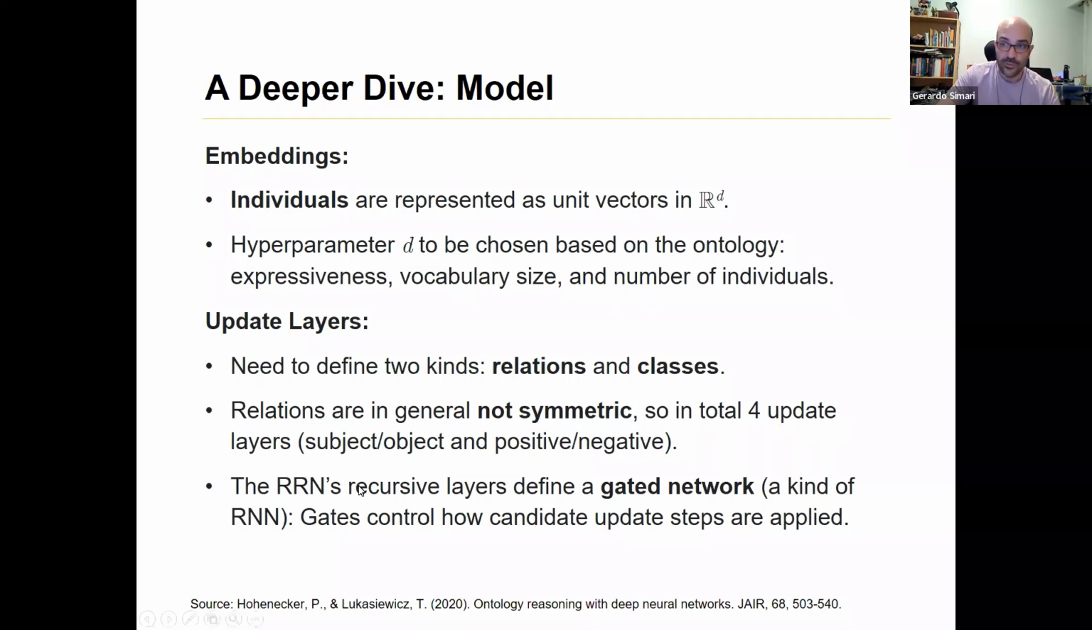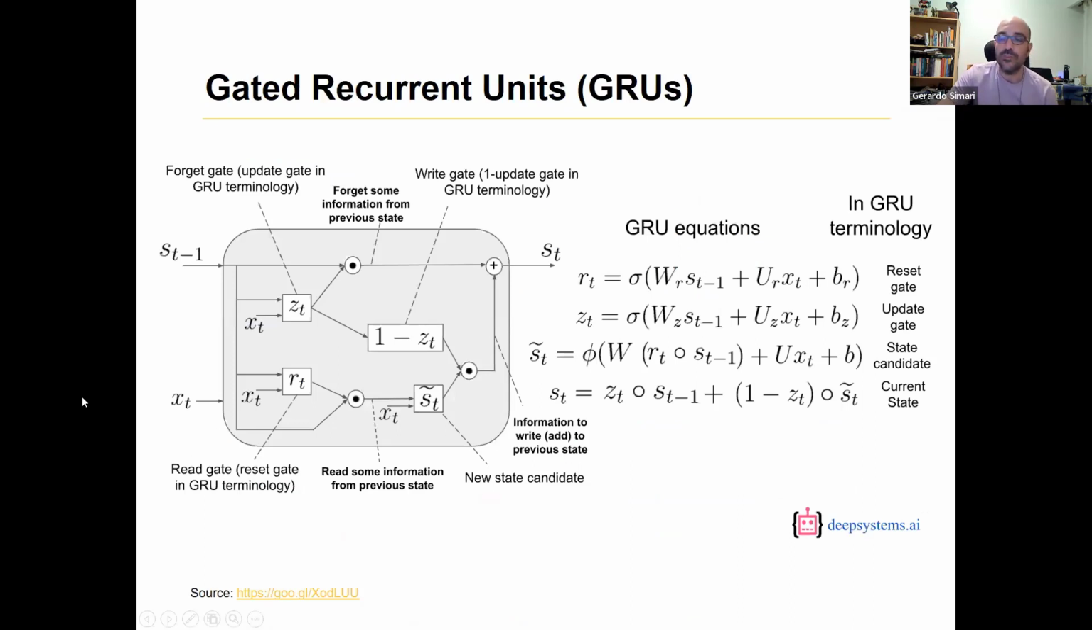And this is where the recursive aspect comes in. So they'll define a gated network, which is just, like I was saying before, a kind of RNN, where gates control how candidate update steps are applied. So, a very brief refresher on what gated recurrent units are, which the authors base their setup on.